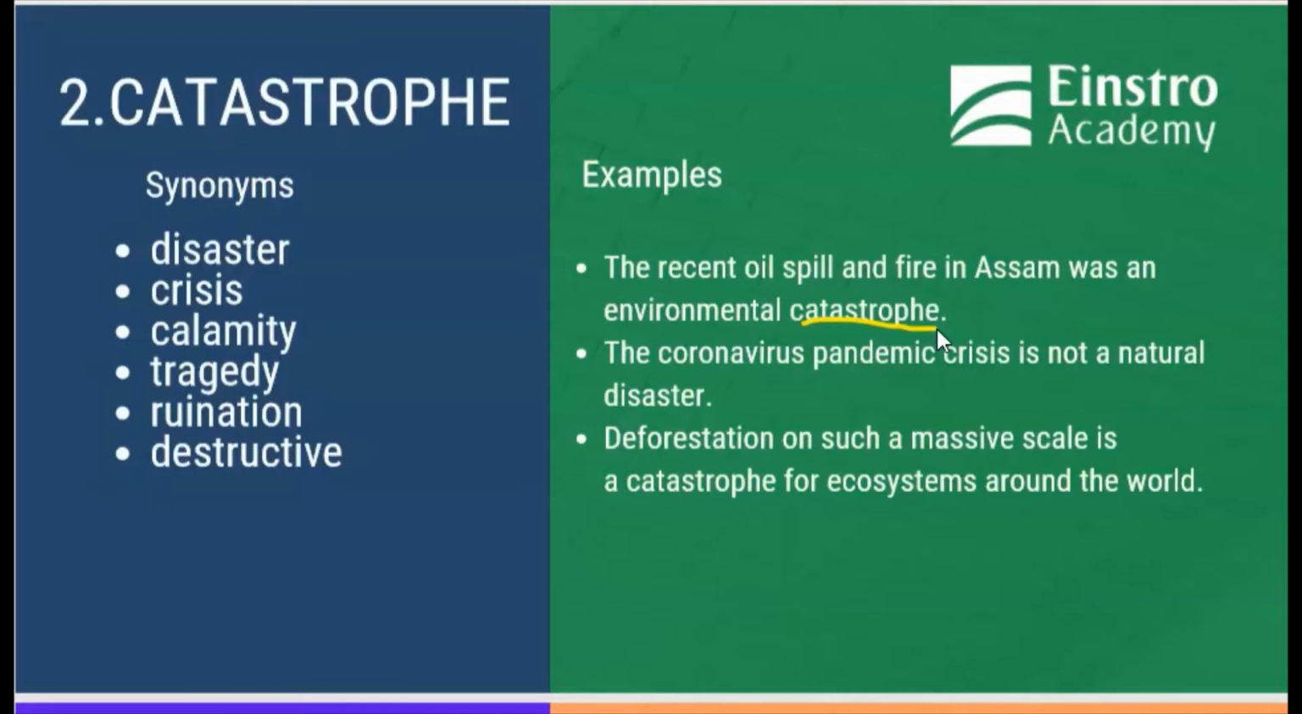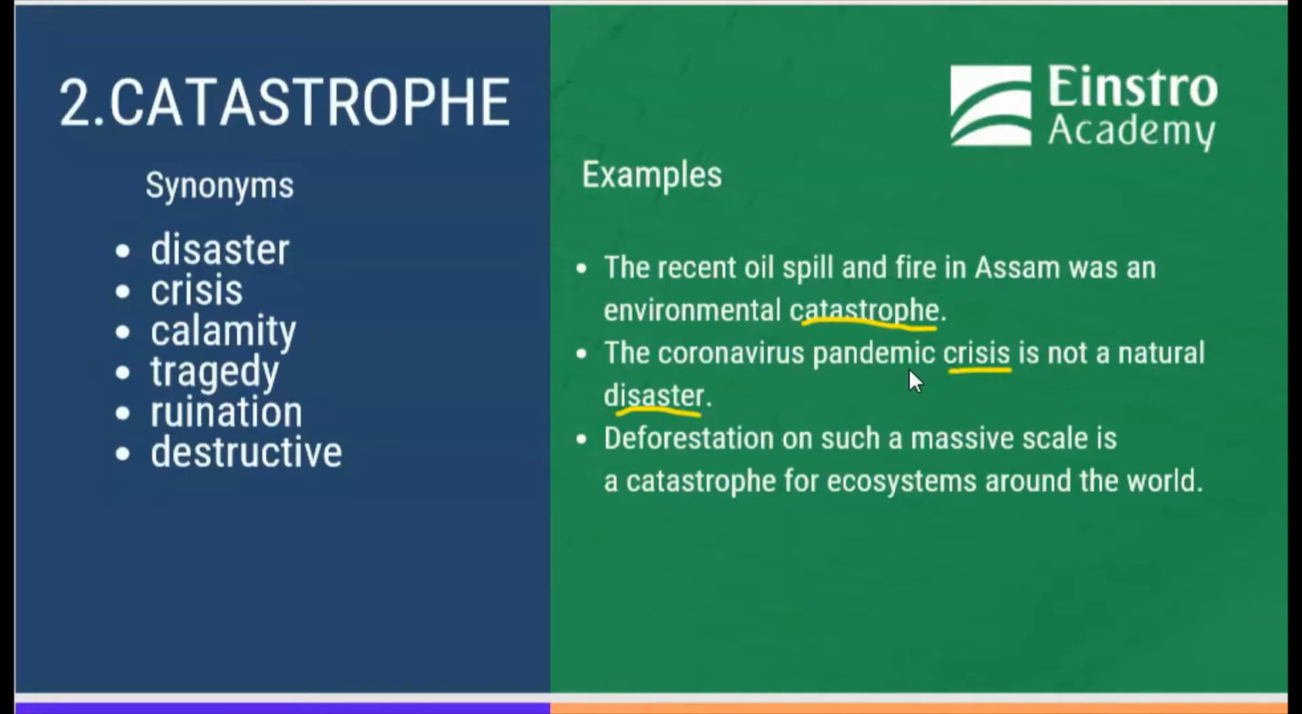And the oil spill just happened a few weeks before. And then the second example sentence that we are going to see is about the coronavirus. So the coronavirus pandemic crisis is not a natural disaster. So we have used crisis here, we have used disaster here. So we are not repeating the same word again and again.